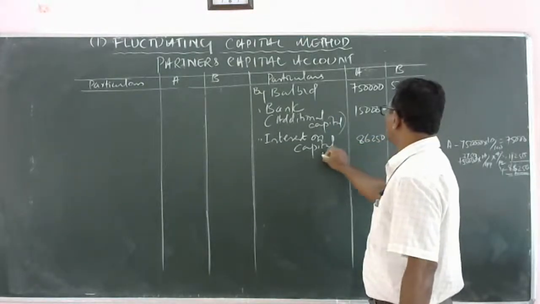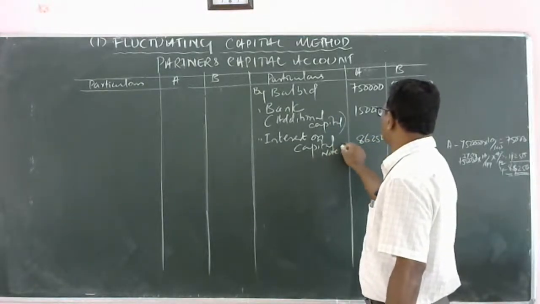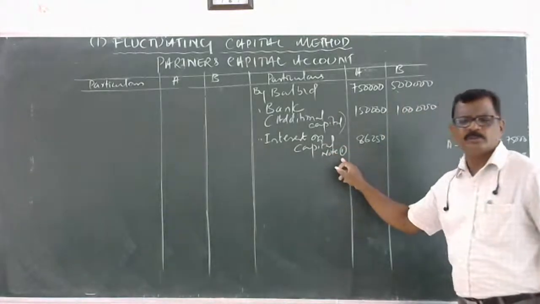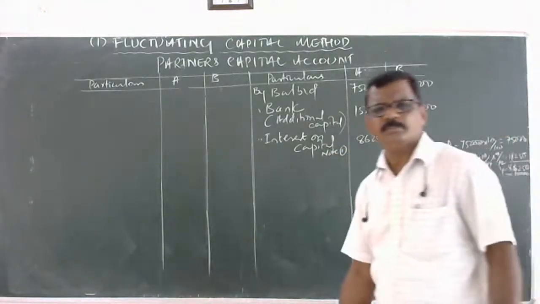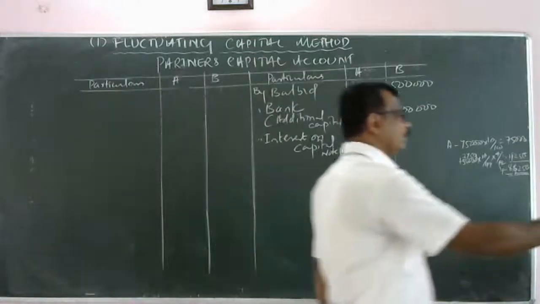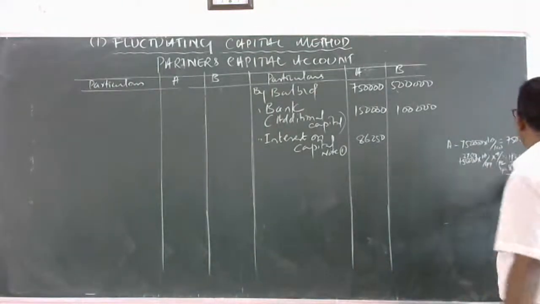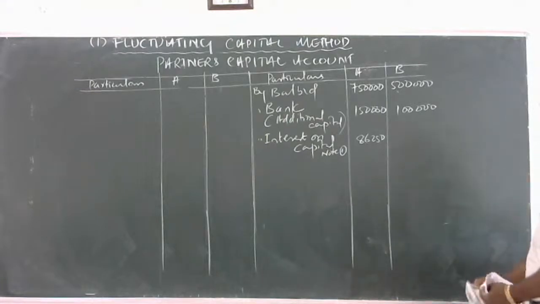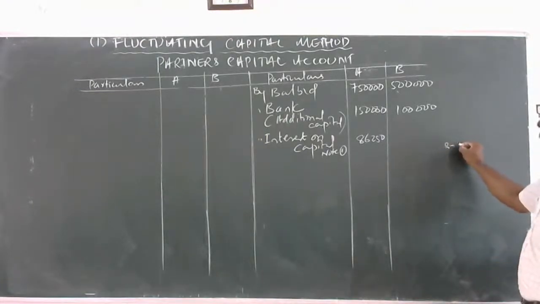86,250. You have to show this in note number 1. After the problem, you can calculate roughly here. Note number 1, 86,250. Similarly, calculate interest on capital on B.